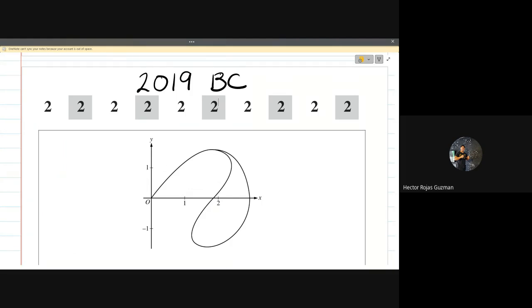We're going to be working on 3 questions right now for the FRQs. We're going to focus on the BC questions for the 2019 practice exam. That's going to be question number 2, number 5, and number 6.